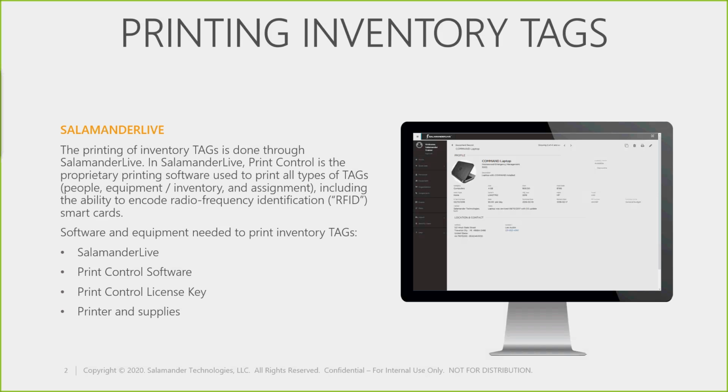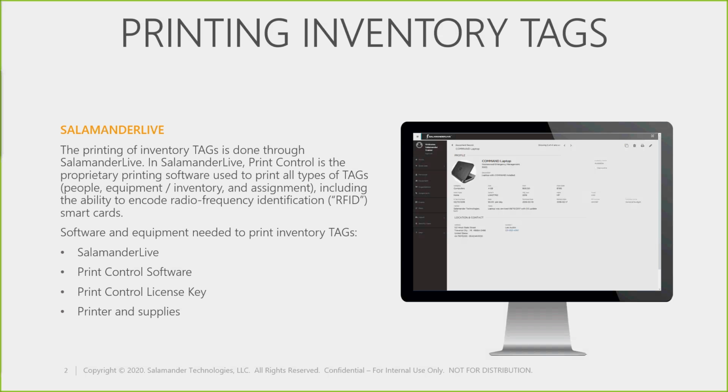Now, to make sure that you get the best print results, always make sure that you have the most updated print control software installed on the computer that you're designating to print inventory tags. The most current version that we have released is version 5.0.5.0. These software updates and feature releases are normally communicated through our email and also within our monthly bulletins. So if you're not receiving those, you'll want to contact our marketing department at marketing@salamanderlive.com so that we can get you added onto our distribution list.